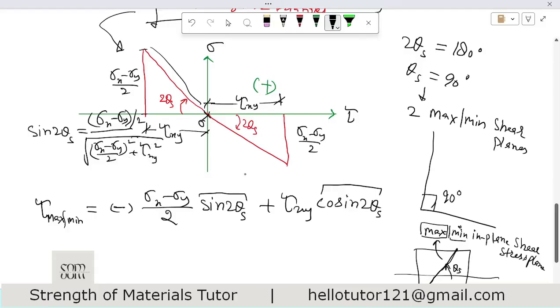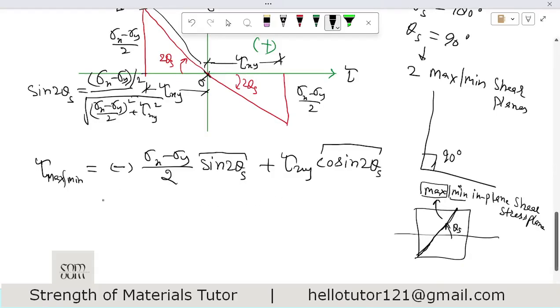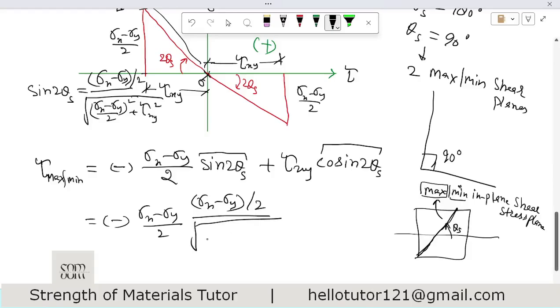Square root, okay? So similarly cos 2 theta s, what is the value? Let us substitute this value first, okay? So it is negative (sigma x minus sigma y) by 2. Now sine 2 theta, I will substitute this here: (sigma x minus sigma y) divided by 2, over the square root of ((sigma x minus sigma y) by 2) whole square plus tau xy whole square, right? Now cosine is what?